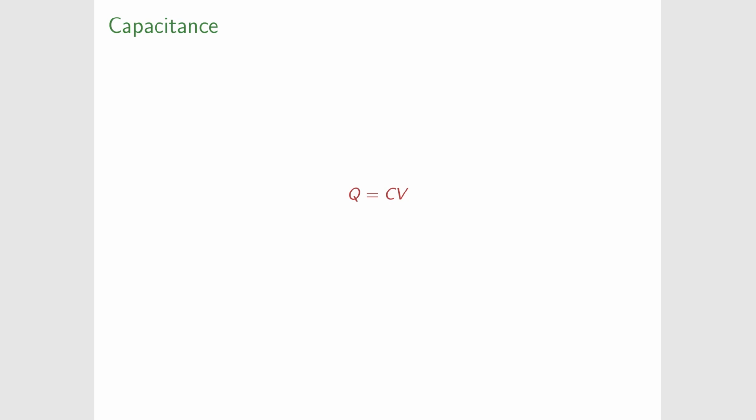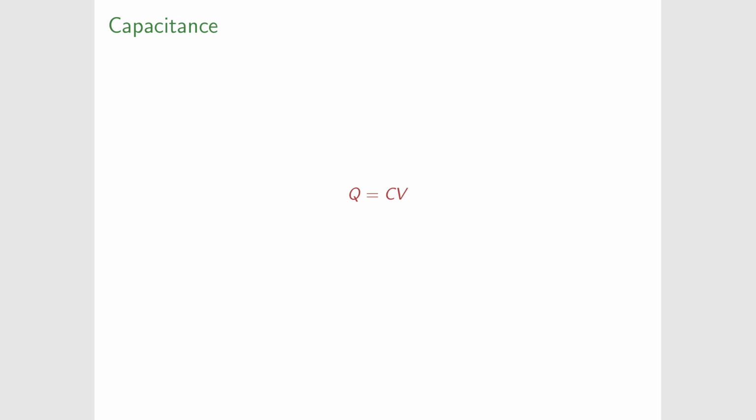Here, the amount of water corresponds to the amount of charge, and the height corresponds to the voltage, and we'd expect there to be a relationship between them. In fact, there is. It's called Farad's law, or the law of capacitance, and it says that the amount of charge is proportional to the amount of voltage, and that constant of proportionality is called the capacitance.